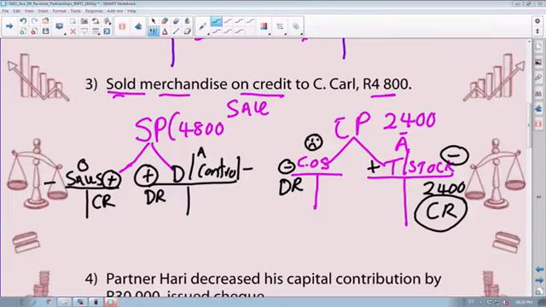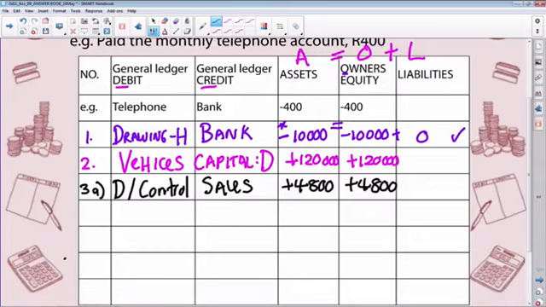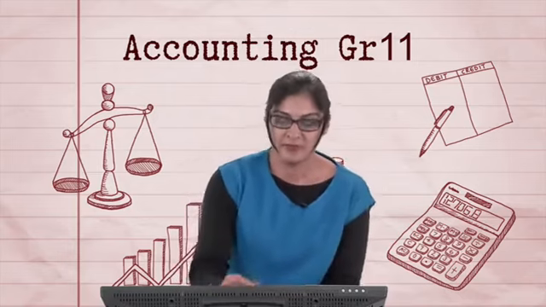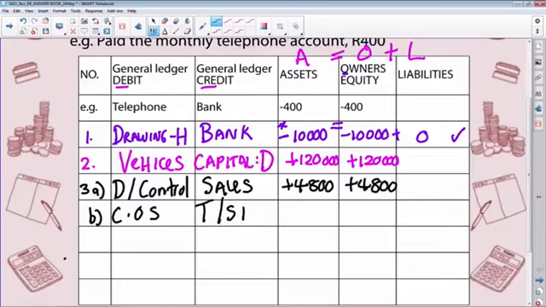So let's enter this into our answer sheet. So we're debiting cost of sales and we're crediting trading stock. Okay, so for the second part of this transaction, debit cost of sales. Okay, and again, guys, I'm reminding you, please do not abbreviate. If I see this abbreviation when I'm marking, I mark it incorrect. So many teachers are like that. We want to see cost of sales, and then account credit will be trading stock. Okay, trading stock means assets are now decreasing by 2,400. And cost of sales means profit is now decreasing by 2,400. Okay, right, third transaction completed.